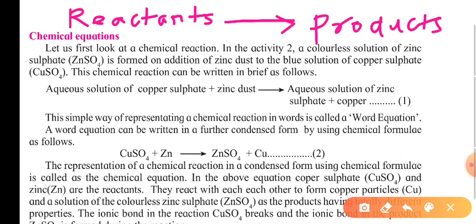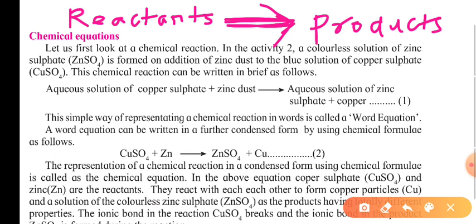So always keep in mind this arrow mark indicates that on the left side we have the reactants, on the right side we have the products. This is the basic concept of writing reactants and products. And whenever we have multiple reactants or multiple products, we write them with an addition sign.